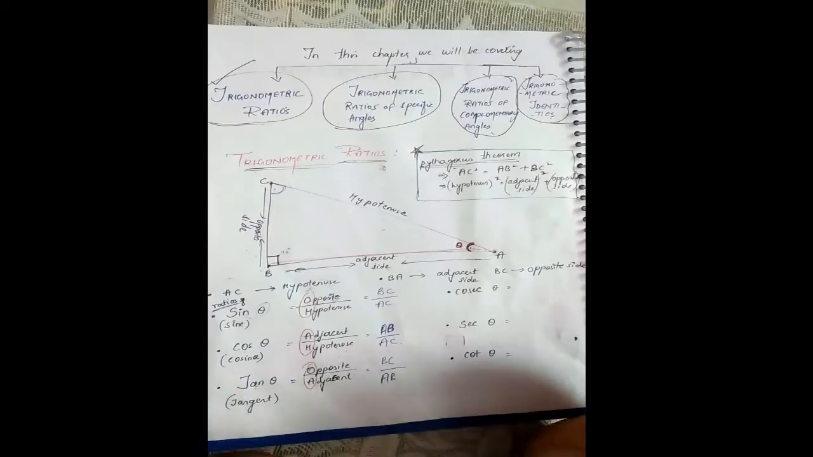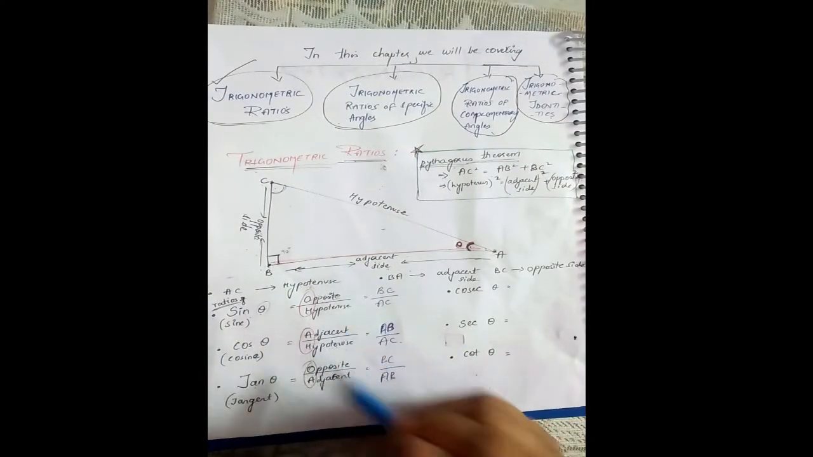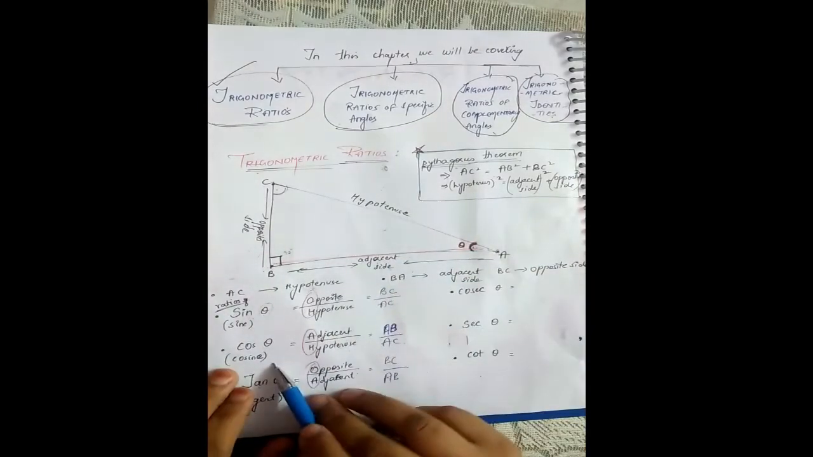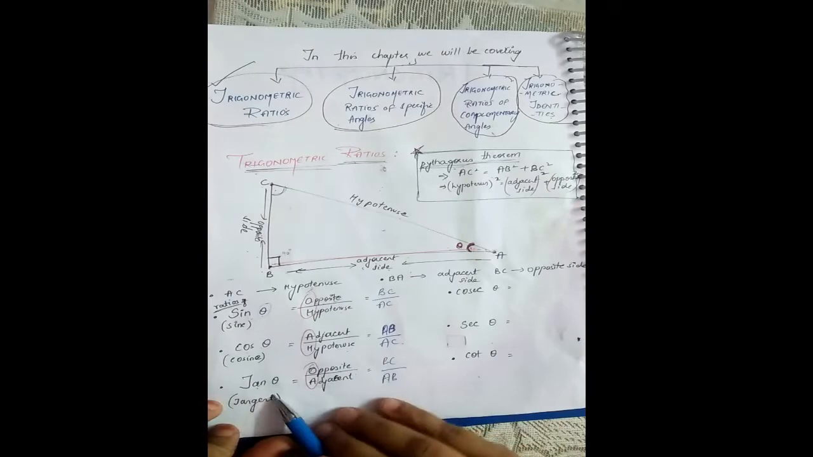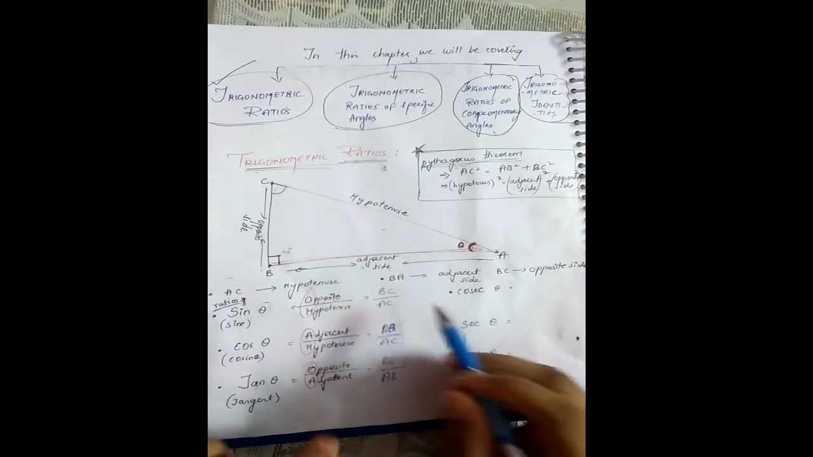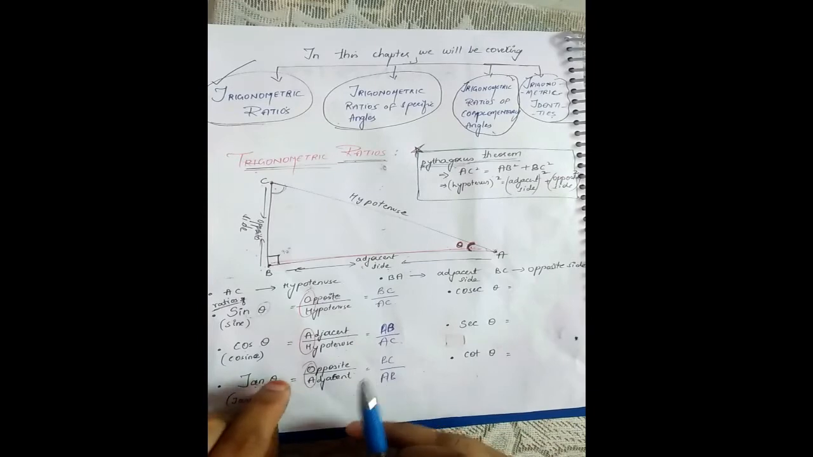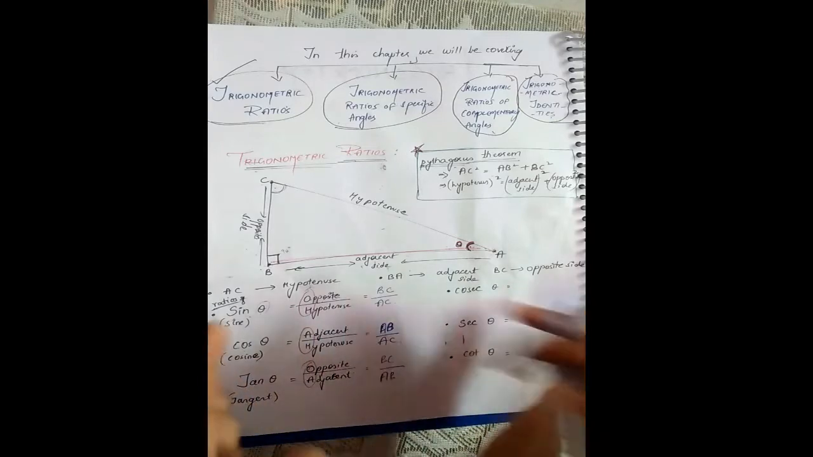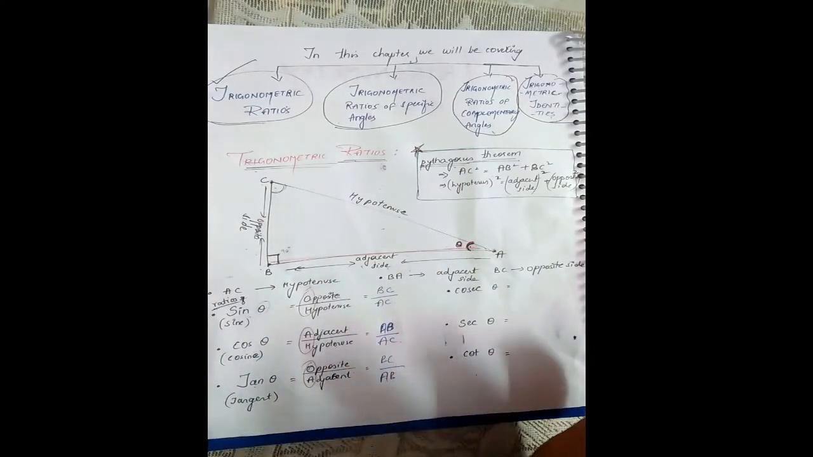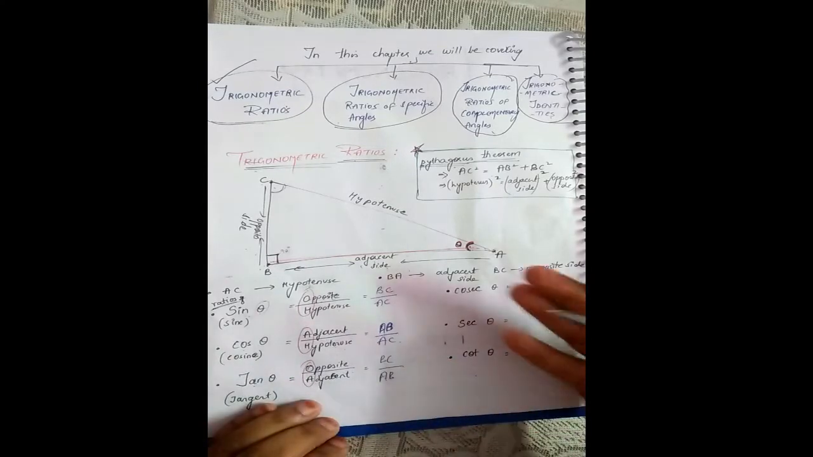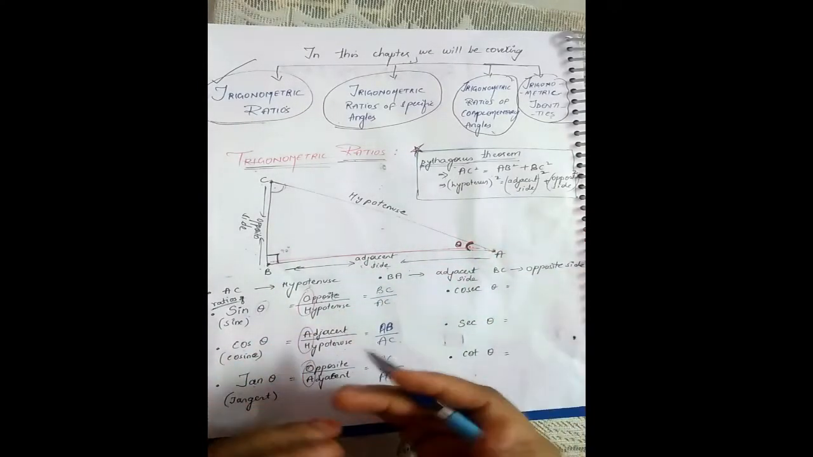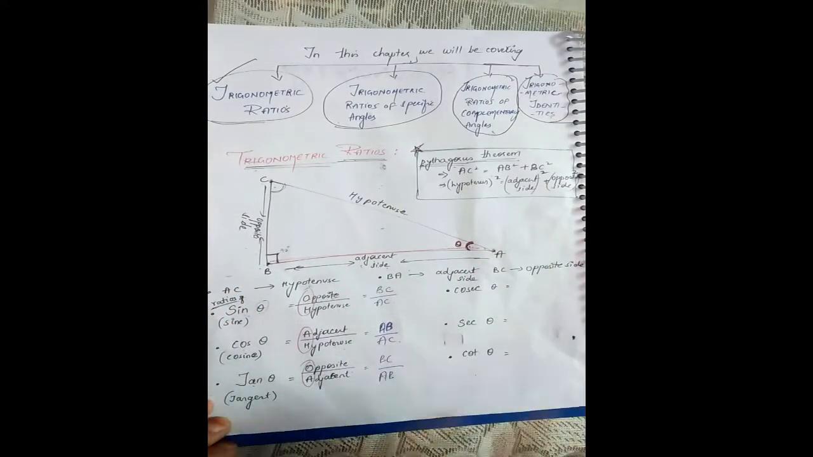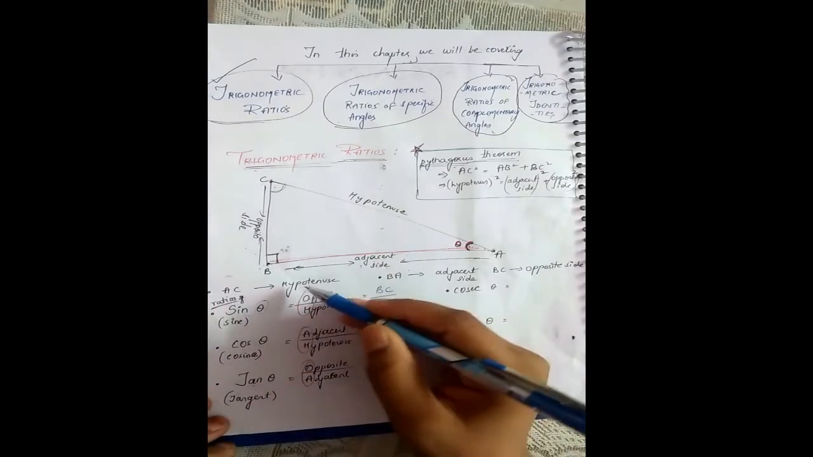Now I'll tell you how to remember these formulas. Sine is opposite by hypotenuse. Cos is adjacent by hypotenuse. Tan is opposite by adjacent. Sometimes we know the concept, but at the last moment during the examination, when we are learning so many formulas in every subject, it is very difficult to recollect this. So for that ease, I'll give one trick.